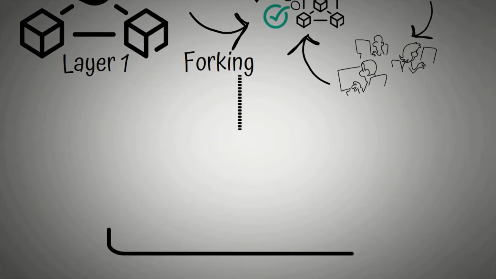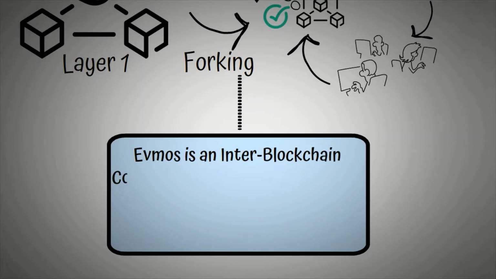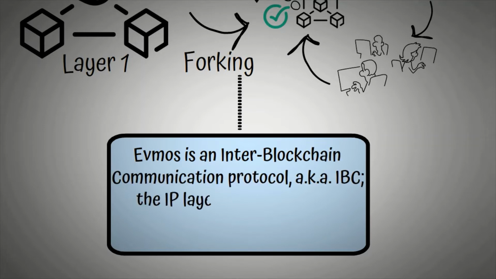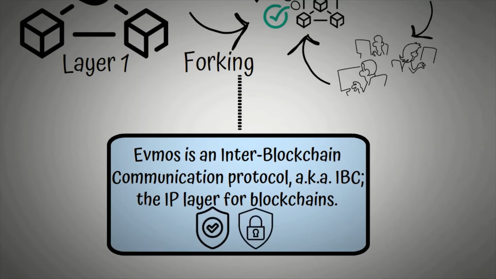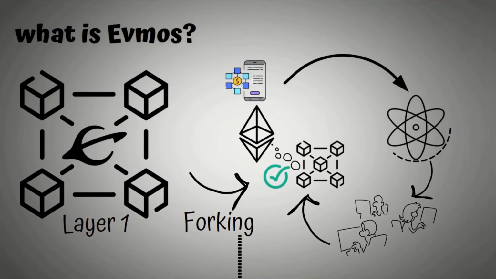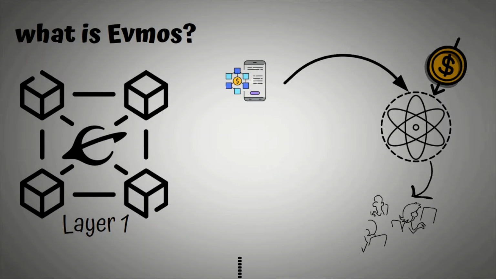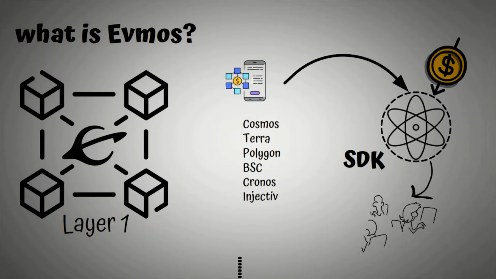To put it in another context, Evmos is an inter-blockchain communication protocol, aka IBC, the IP layer for blockchains. IBC is currently the safest, most secure and decentralized way to move assets across different blockchains, unlocking interoperability across multiple chains. The Cosmos ecosystem has generated tens of billions of dollars in the crypto industry as hundreds of popular projects use the SDK, or Software Development Kit, to produce their own Layer 1 blockchains. This includes Cosmos, Terra, Polygon, BSC, Chronos, Injective Protocol, Kadena smart contracts, and many more.